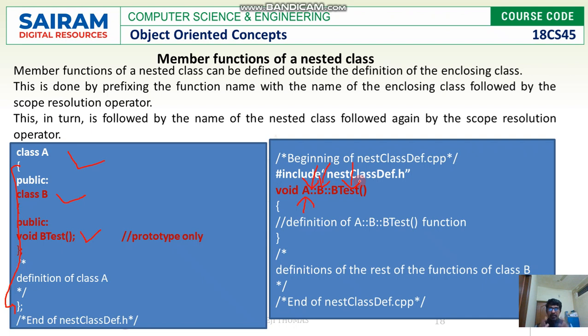So let me repeat, the member function of a nested class can be defined outside the definition of the enclosing class. This is done by prefixing the function name with the name of the enclosing class, followed by the scope resolution operator. So you have to give the scope resolution operator. It's not mandatory that the member function belonging to the nested class should be within the enclosing class. You can define this outside the class.